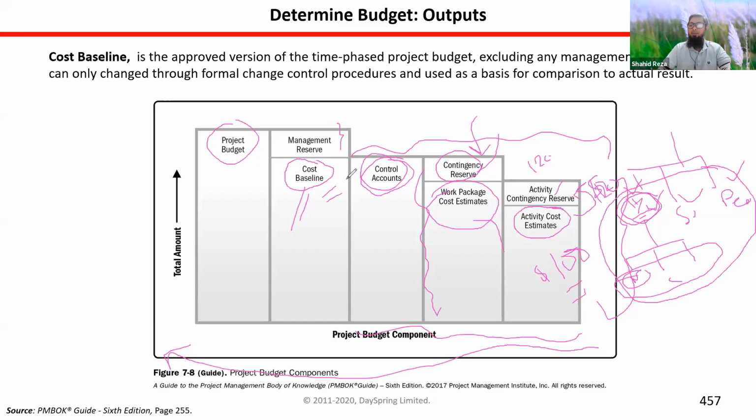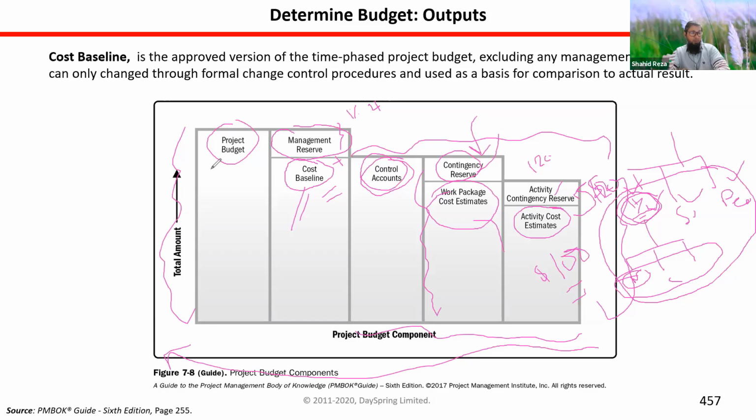Generally, as a project manager, you may not know about that figure. In government projects in Bangladesh, generally 1% or 2%, maximum 2% of the total budget is kept as management reserve. If any adverse situation happens, any act of God, which was not forecasted, that situation can be handled from this reserve. So when we add cost baseline plus management reserve, then you get the project budget.